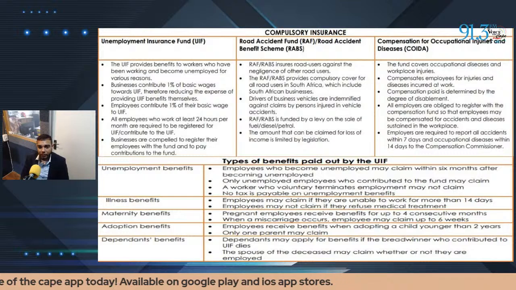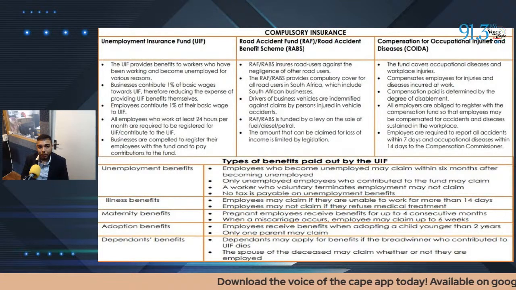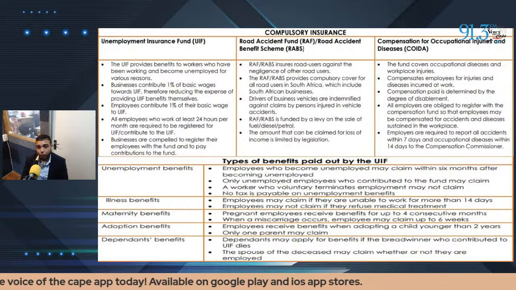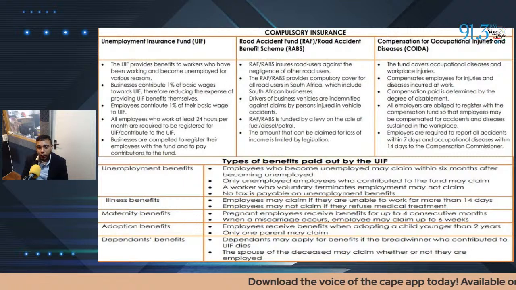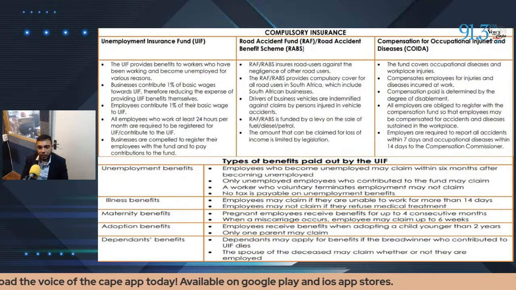The types of benefits paid out by the UIF would be unemployment benefits, illness benefits, maternity benefits, adoption benefits, and dependent benefits. So our unemployment benefits: employees who become unemployed may claim within 6 months after becoming unemployed. Illness benefits: employees may claim if they are unable to work for more than 14 days.